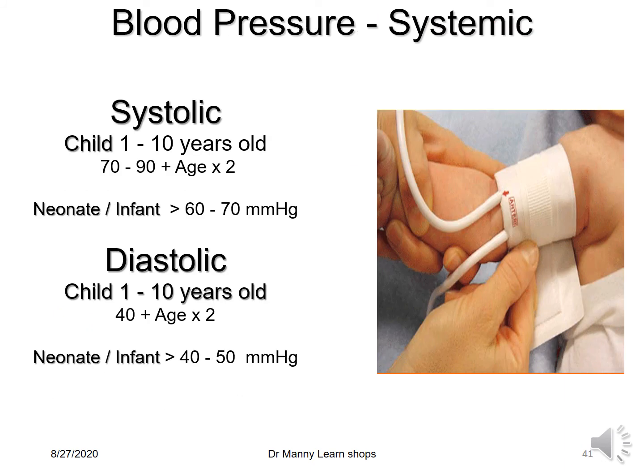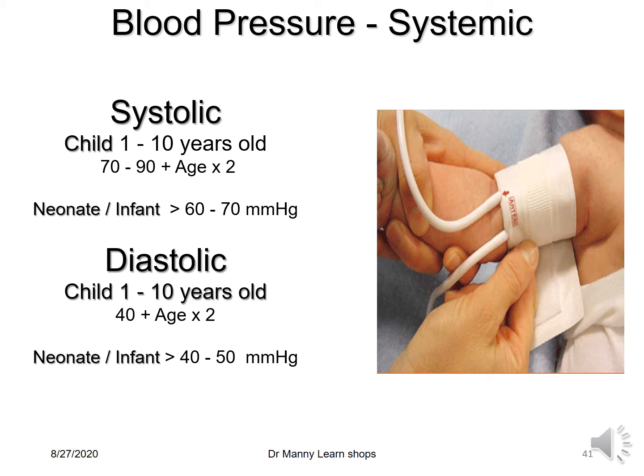When it comes to blood pressure, we're talking about the systemic blood pressure, the systemic arterial blood pressure. So the systolic in a child aged 1 to 10 years of age, the formula, as we indicated previously, 70 to 90 plus age times 2. So in a neonate or an infant, it should be greater than 60 to 70 millimeters of mercury.